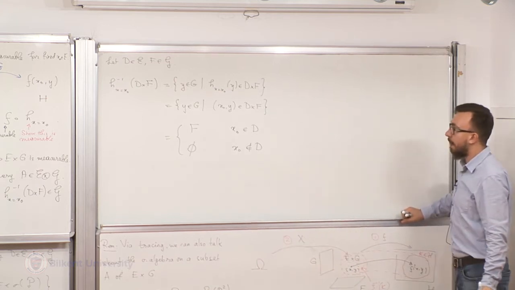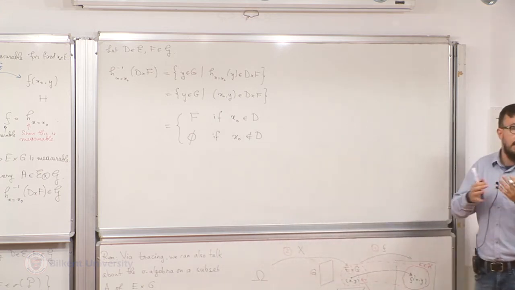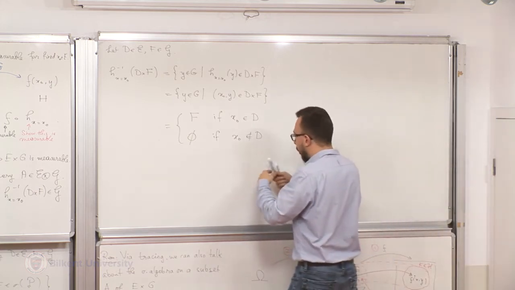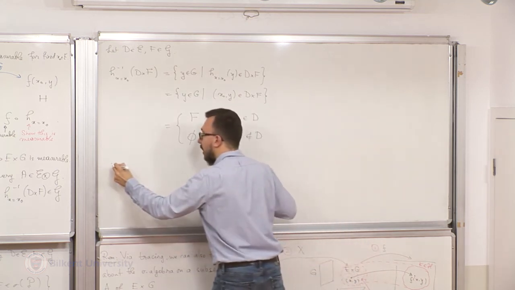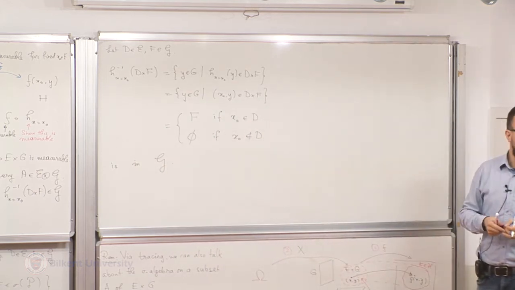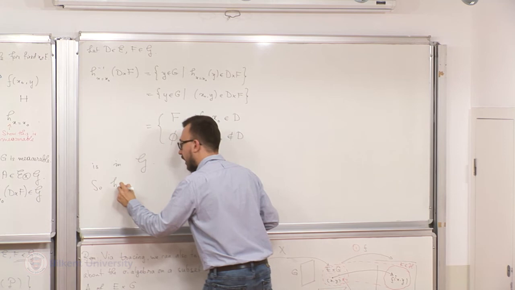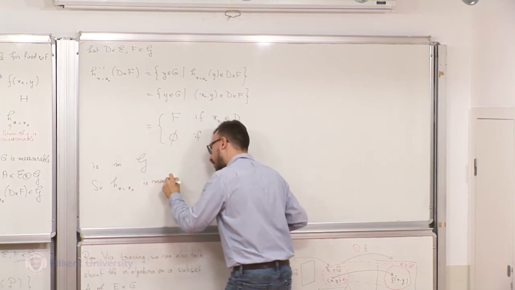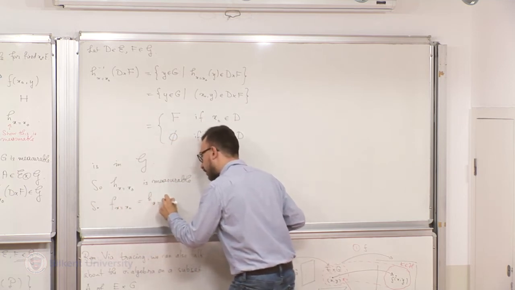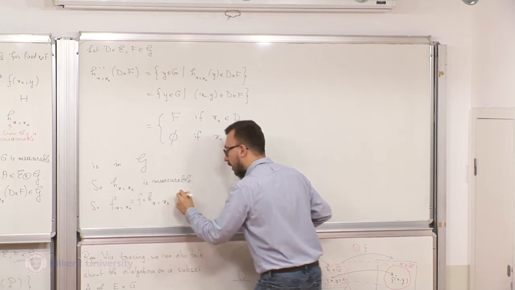So you have just F, if x0 is in D. Since x0 is fixed, it is really binary. You have it or not. And this is always measurable. F is in script G, and the empty set is always in script G, so this is measurable. So we're done. H x0 is measurable. So f x0, which is the composition of F with H, is measurable.